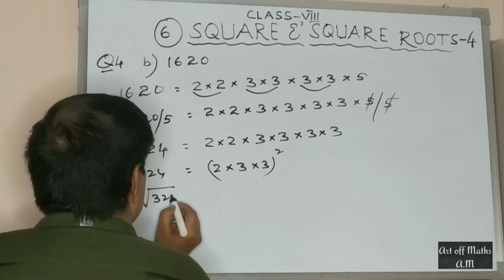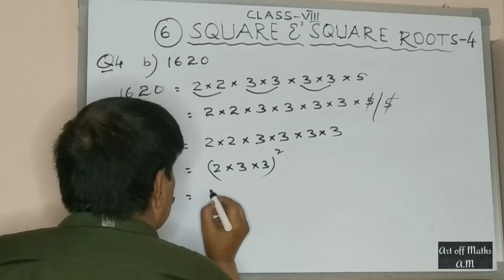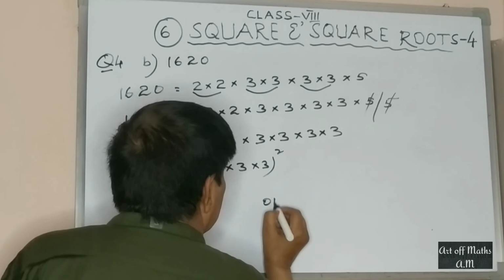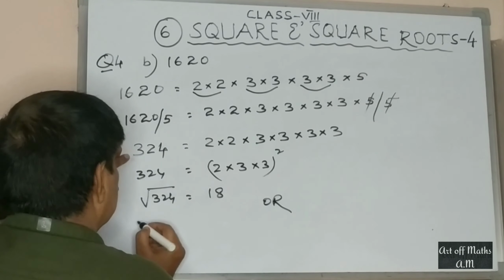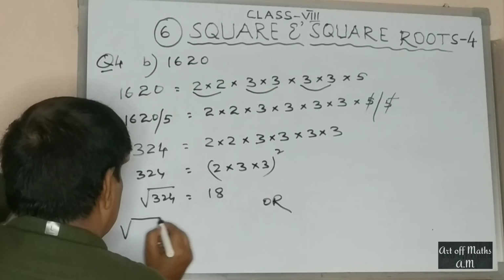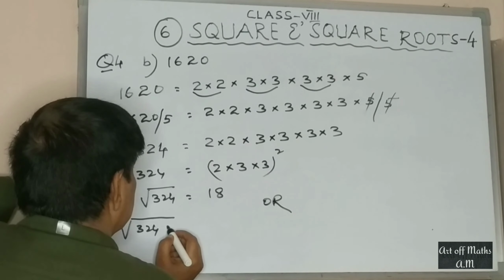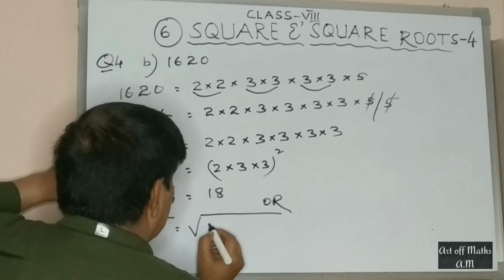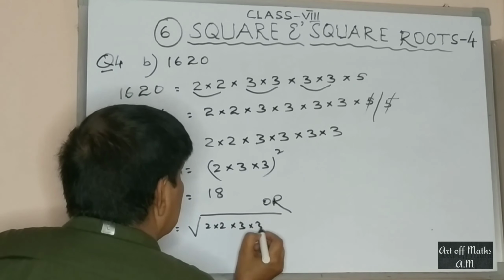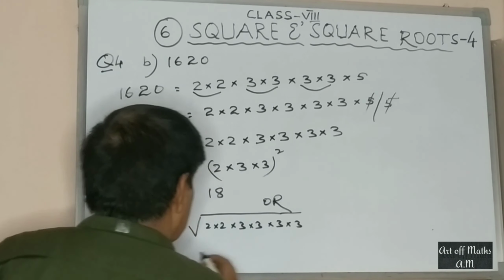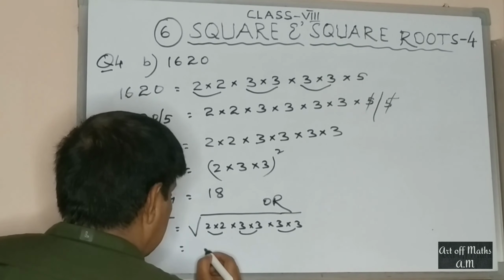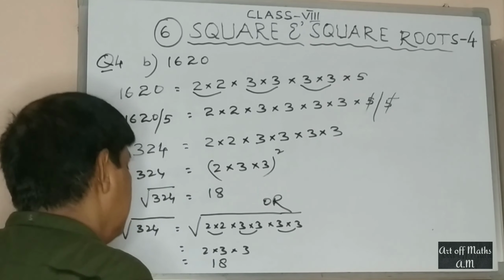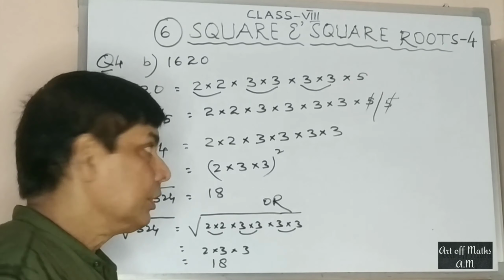We can write 2 into 3 into 3 whole square. Now 3 fours are 12... 9 nines are 81... 2 into 9 is 18. Or 324 equal to 2 into 2 into 3 into 3 into 3 into 3. Taking pairs, 2 into 3 into 3, so 2 nines are 18. This is the method.